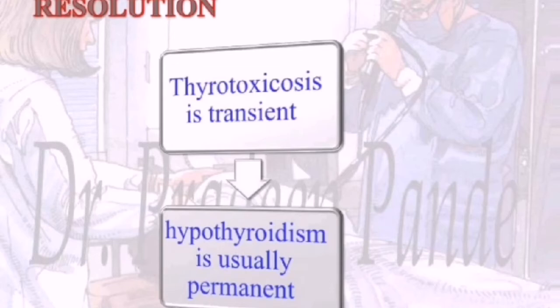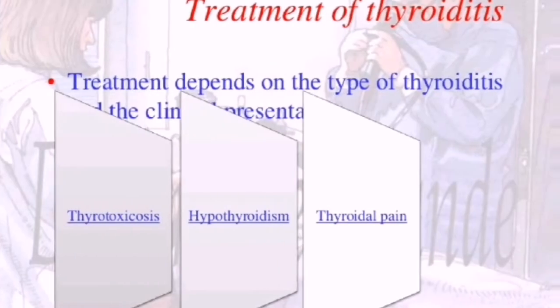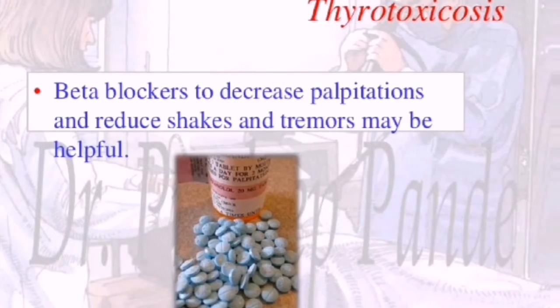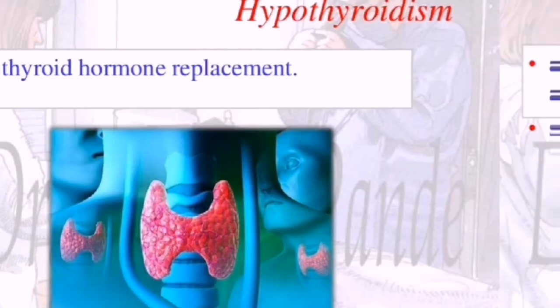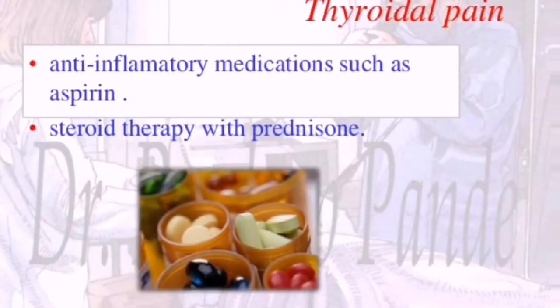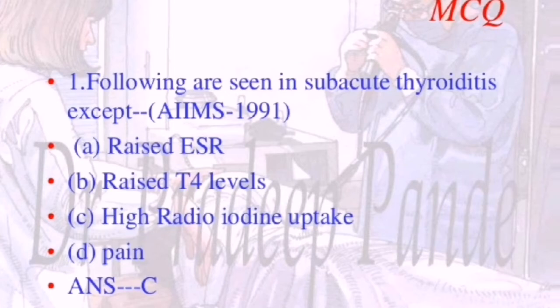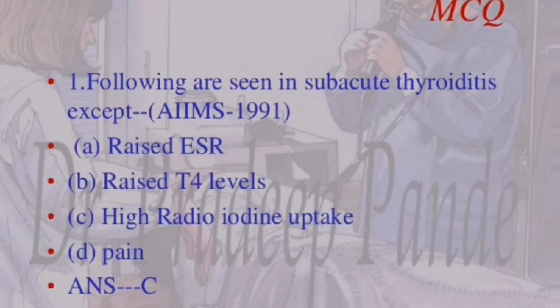Treatment of thyroiditis depends upon the type of thyroiditis. Thyrotoxic phases cause hyperthyroidism, and beta blockers are used to reduce palpitations, shakes and tremors. In hypothyroidism, thyroid hormone replacement is needed. For thyroid pain, we can use anti-inflammatory medication like aspirin, and steroid therapy with prednisone and corticosteroids. These are some basics about the thyroid hormone.